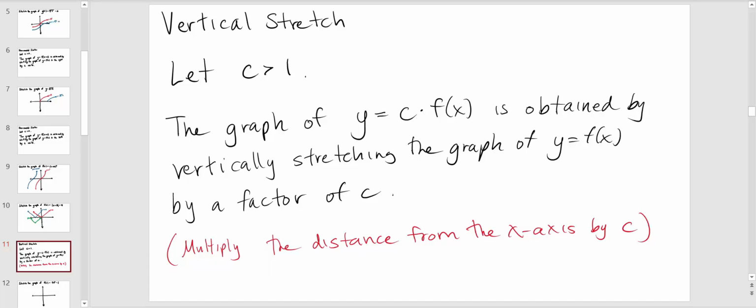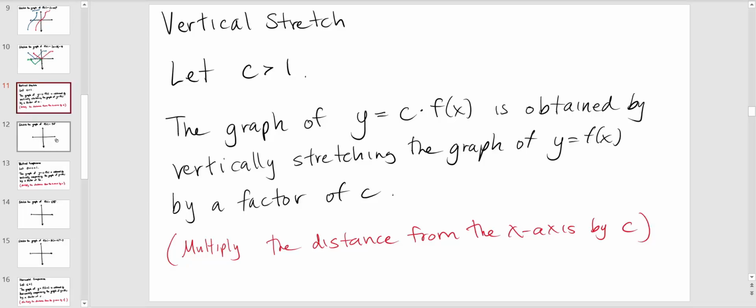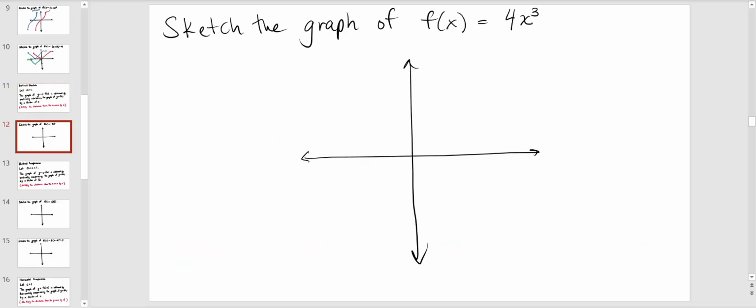So any points that are on the x-axis will stay on the x-axis, and the points that aren't on the x-axis will get further away. How much further away? c times as far as they were before. You multiply by c. Here's an example. We're going to sketch the graph of f of x equals 4x cubed. We know what x cubed looks like. It's the one that snakes vertically through the origin.